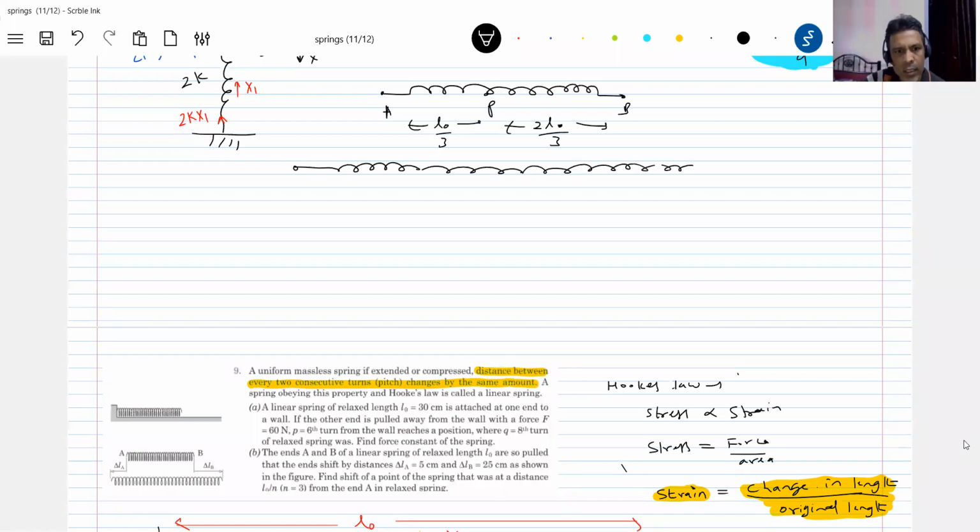No. The end A is displaced by, I'll just call it XA rather than delta XA. The displacement of this end is XA. We are asking what will be the displacement of this point. I don't know where this point will be; for our understanding purpose I put it somewhere. I don't know whether the displacement is right or left. That should be found from the answer.